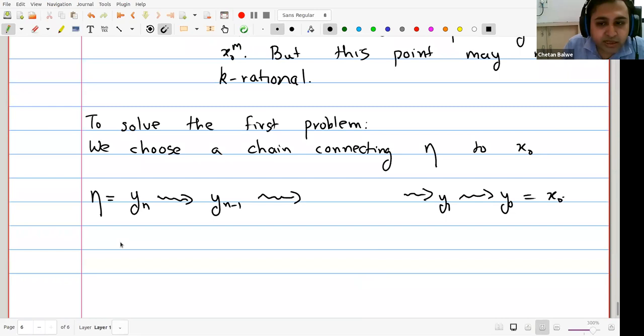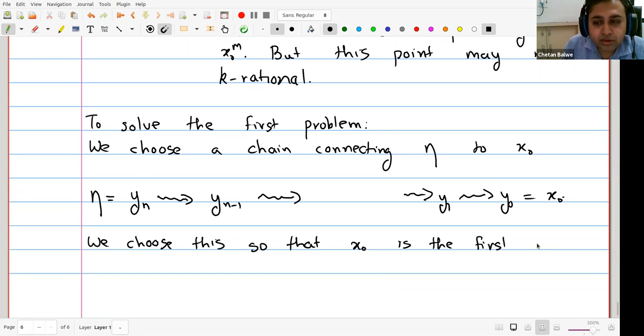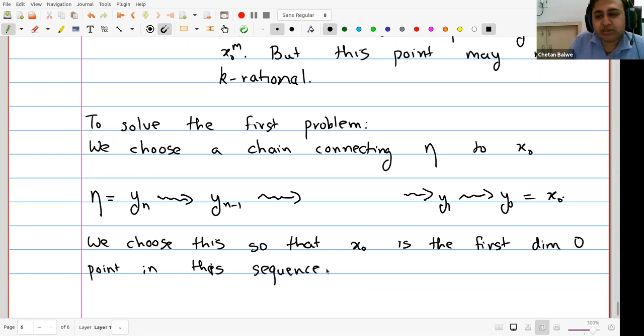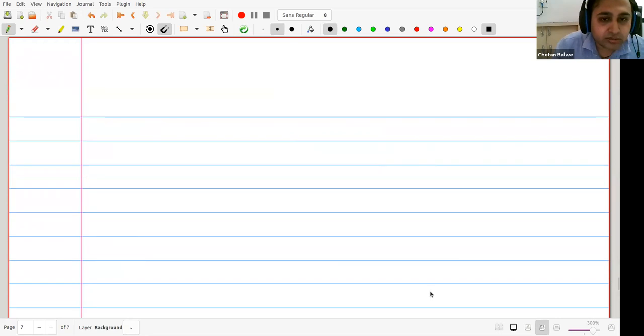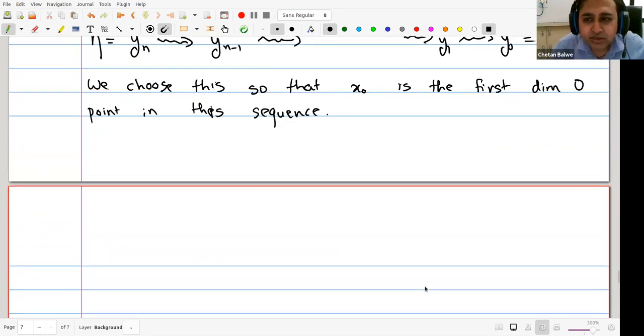Okay. Now the thing is, we can ensure we choose this so that x0 is the first dimension 0 point in the chain, in this sequence. So this is partly where my assumption that the base field is algebraically closed is useful. I don't need to worry about algebraic extensions of K. That is, as I said, basically just us being a little lazy. Maybe there is a way to get around it. But anyway, there is some trickery that we have to do here.